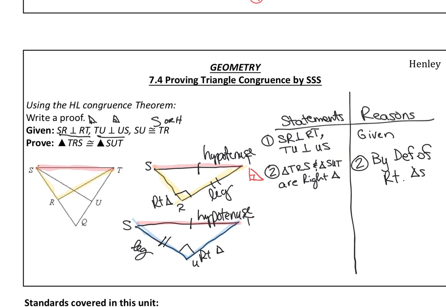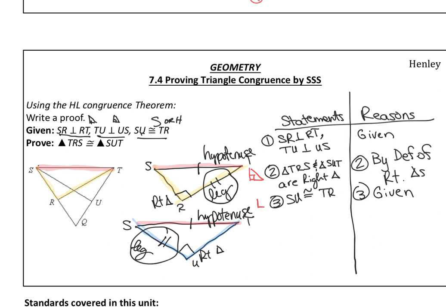Next, we have SU is congruent to TR. Number 3, SU is congruent to TR. Now, this is the one right here that we said they are congruent. And that was given information. So we'll put given on this side. And this gives us our leg for the required information.